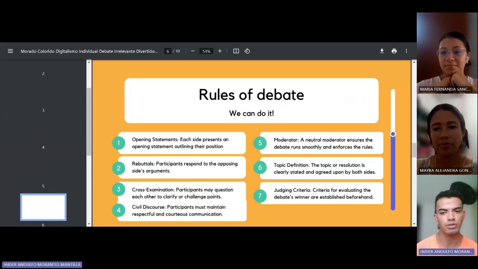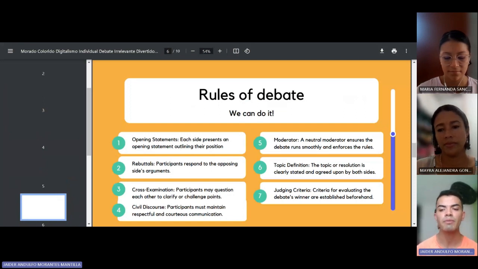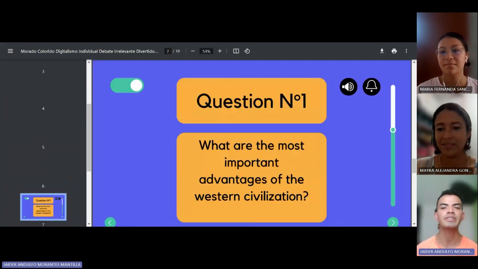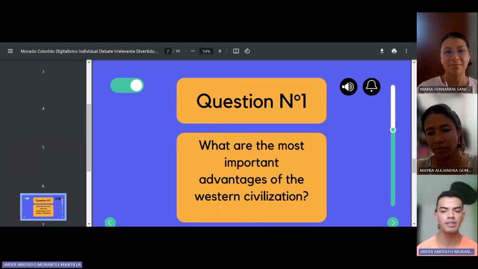Topic definition. The topic or resolution is stated and agreed upon by both sides. Judging criteria. Criteria for evaluating the debate's winner are established beforehand. Okay, let's start with the first questions. Question number 1. What are the most important advantages of the Western civilization?